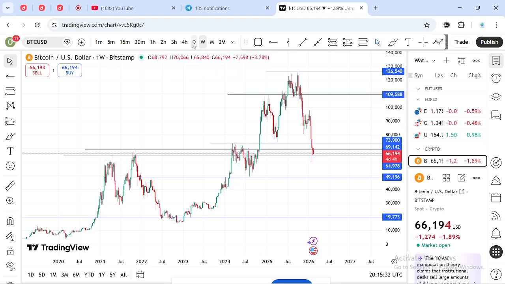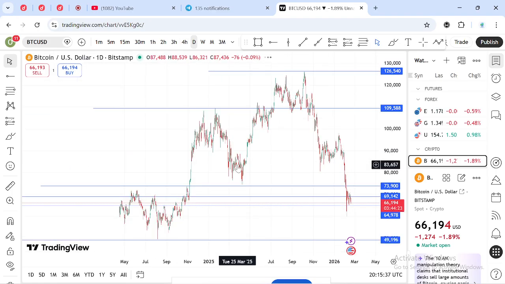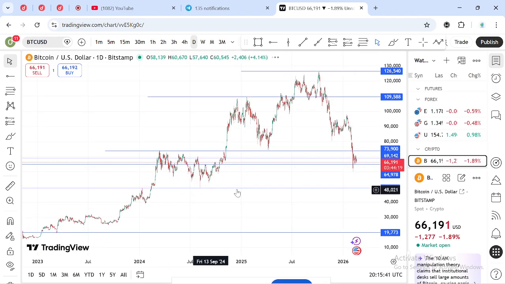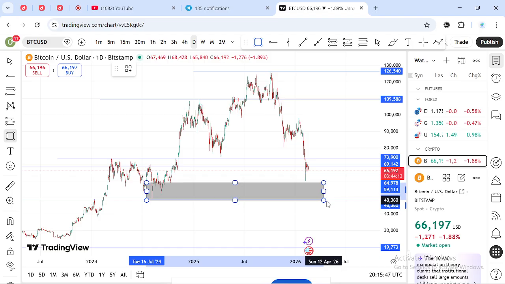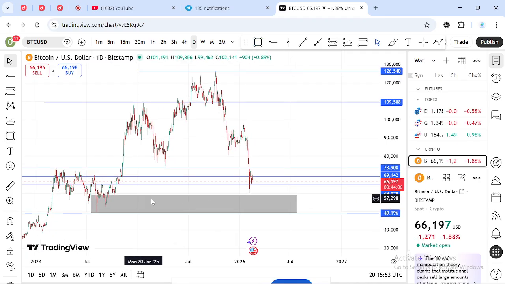So we can now go to the daily time frame. On the daily time frame, what can we see? If we want to mark out another block, this whole area will be picked out basically on the daily time frame.